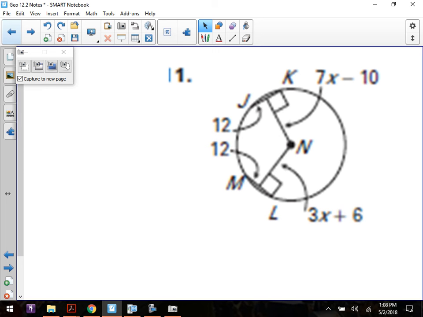Now, again, it's a little tough to see, but are these chords, chord JK and chord ML, congruent? Yes. It says they're both 12. Are they both perpendicular to the center? Yes, sir. Which means what do you have to do algebraically? Some of them are tough when you have the resolutions. It just doesn't show as well.